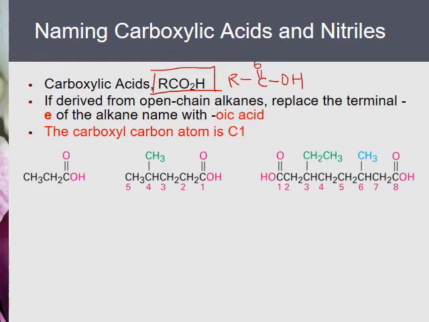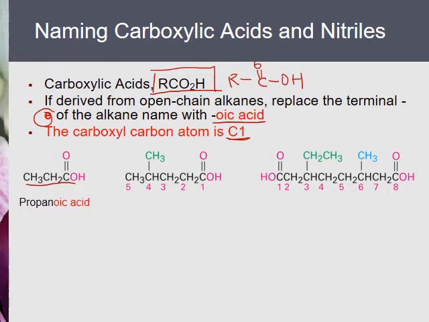If carboxylic acids are derived from open chain alkanes, replace the terminal e by oic acid, and the carboxyl carbon atom is always number 1. For example, in the first molecule, we have 3 carbons, so it is propane, and remove e by oic acid. The name is propanoic acid.